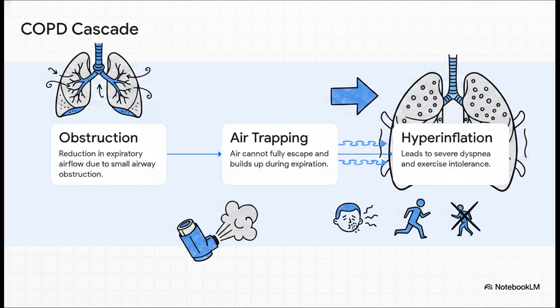It's this hyperinflation that is the main culprit behind the hallmark symptom of COPD, that's severe dyspnea or shortness of breath, especially when they try to exercise. Once you grasp this mechanical sequence, what we're trying to do with our bronchodilators makes total sense.